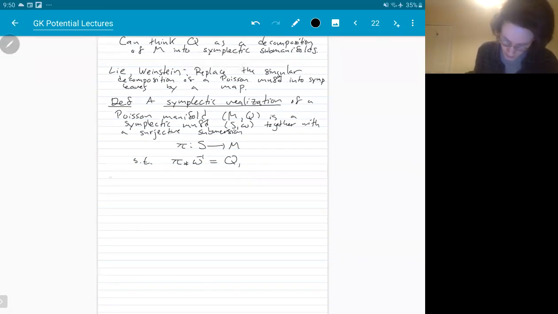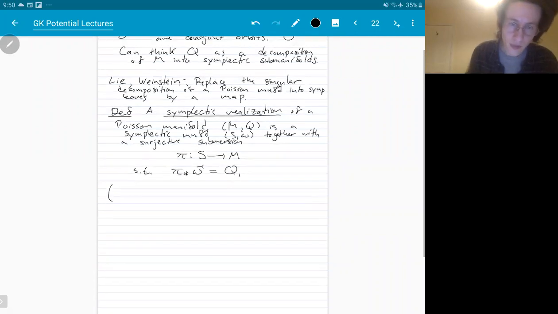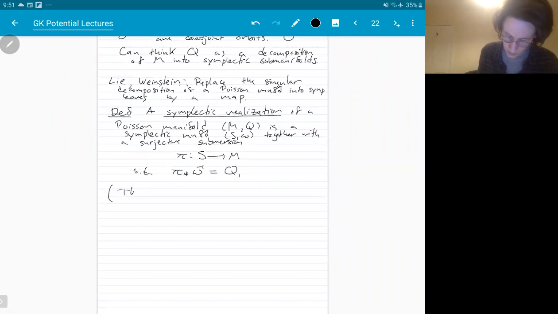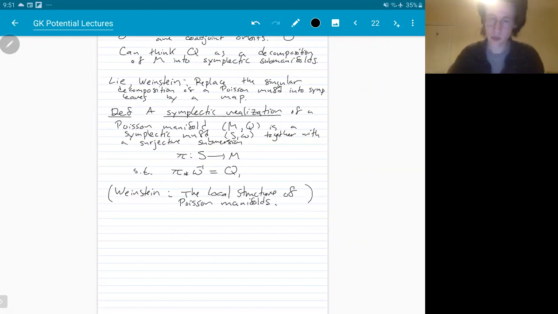If you're interested in learning about Poisson geometry, there's a paper of Weinstein called The Local Structure of Poisson Manifolds. It's from the 80s, but it's a really great paper. But this idea of symplectic realization actually goes back to a paper of Lie, and I think he was using these ideas even when he was trying to integrate Lie algebras.